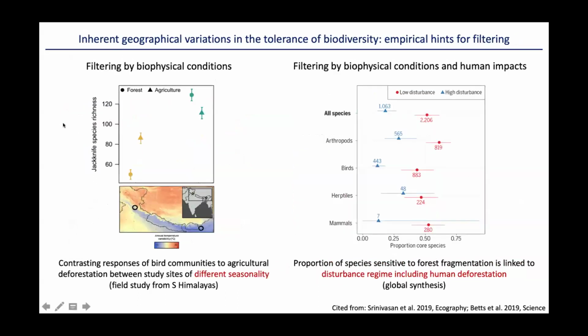So this possibility that I just explained was from a theoretical perspective. And so far, we have not yet had a global study to test that possibility. But there are some interesting empirical studies that provide some empirical hints that such a possibility might exist. So here I'm showing two studies. The one on the left is a field study coming from India, done in the southern Himalayas.